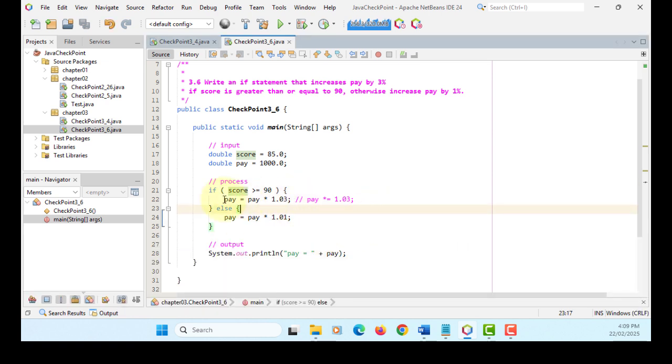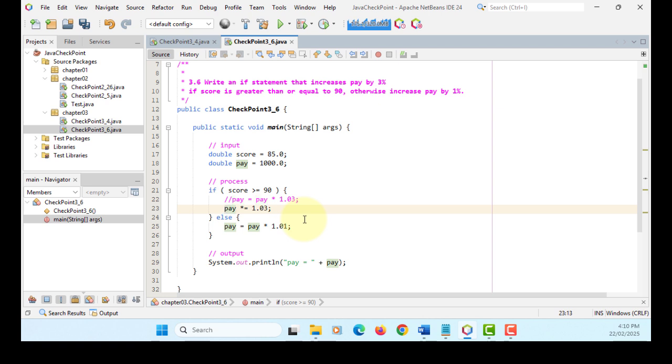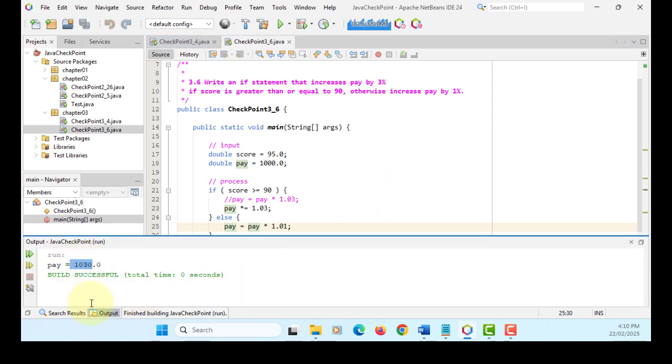Okay, once you get familiar with this, you can use the augmented operator. That way, it's exactly the same. So let's try with 95. So here you go, same answer.